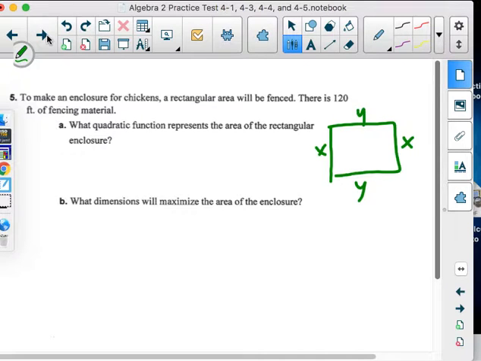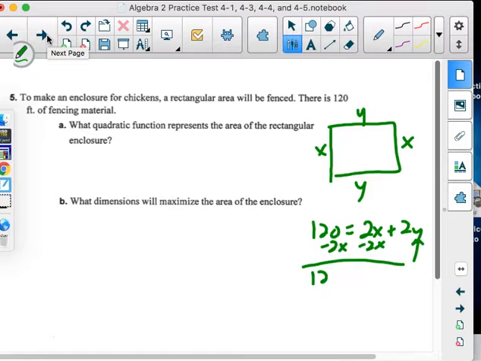And here's what I know. I don't know these either. But I do know that 120 is going to equal 2x plus 2y. And I can't use both variables at once. So what I need to do is solve this for y, so I have something about x that I can put in there for y. So I'm going to subtract 2x from both sides and get 120 minus 2x equals 2y.